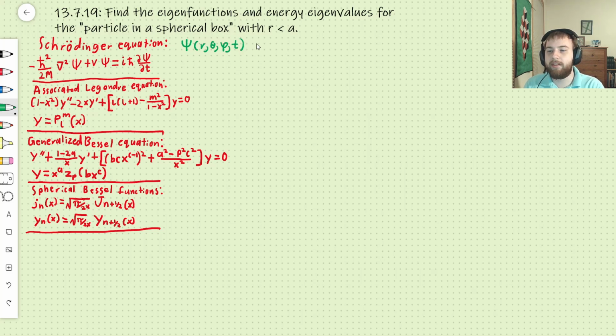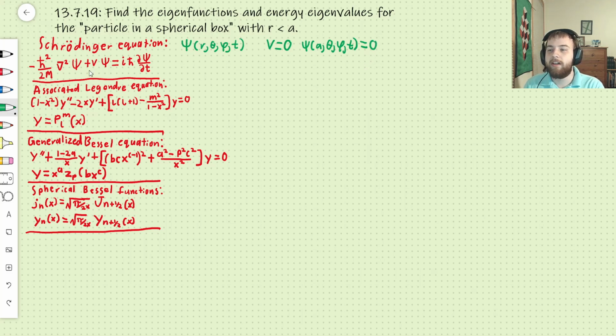And because it's trapped in the spherical box, we know that our V is going to equal 0 everywhere. And at the boundary of the box, which is a, the wave function is going to equal 0. So that means that at a, theta, phi, t, it's also equal to 0.